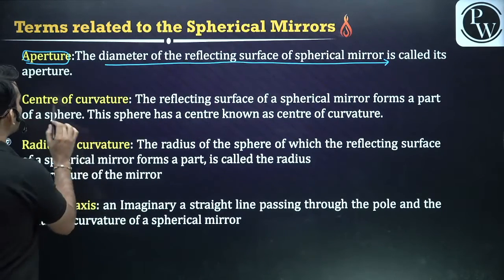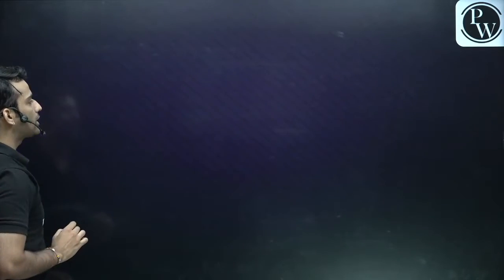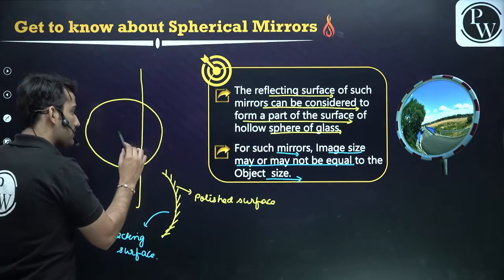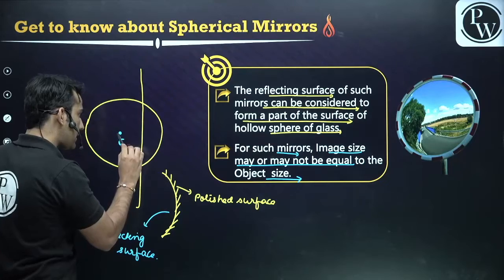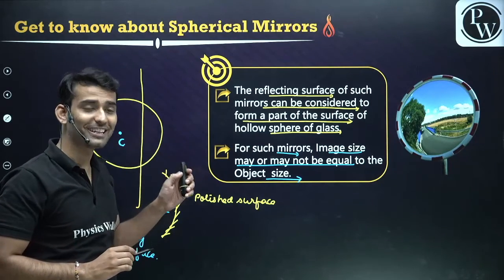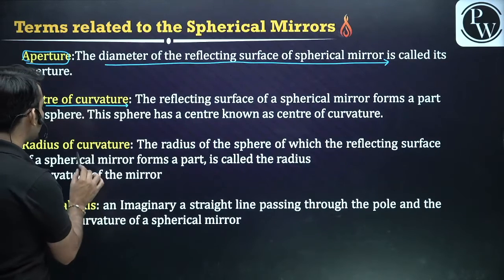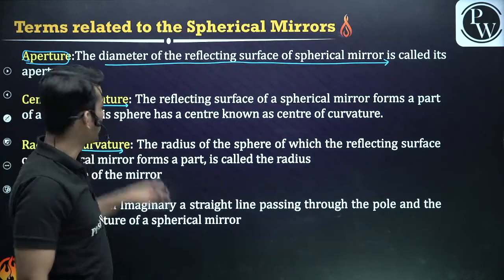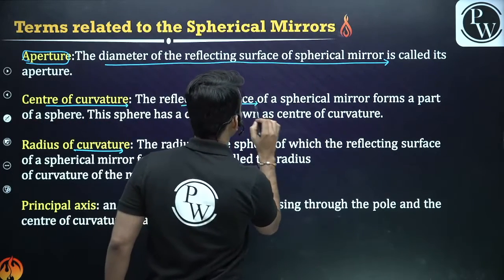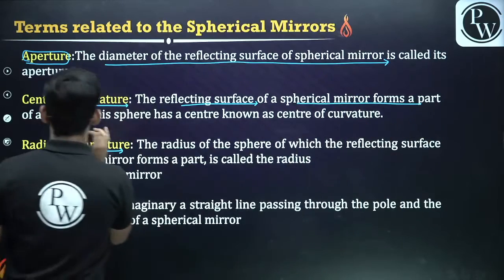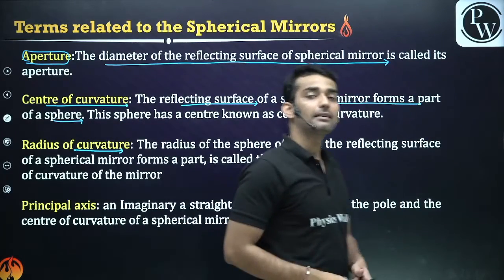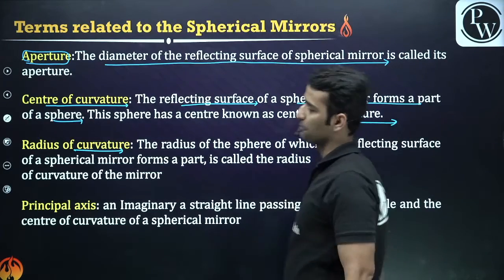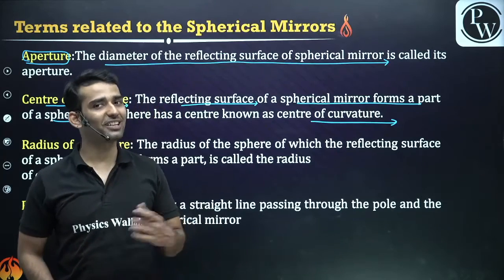Okay guys, next is center of curvature. So guys, I had told you this spherical mirror is formed from a glass sphere. This glass sphere must be having some center, right? So this center is known as the center of curvature. What is center of curvature? The reflecting surface of a spherical mirror forms a part of a sphere. It is formed from the sphere, and the center of that sphere is known as the center of curvature. Is it clear?